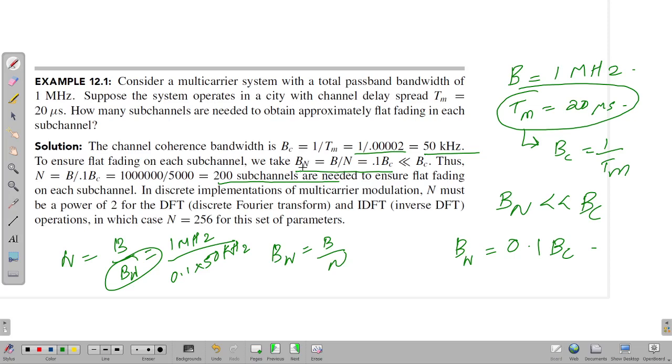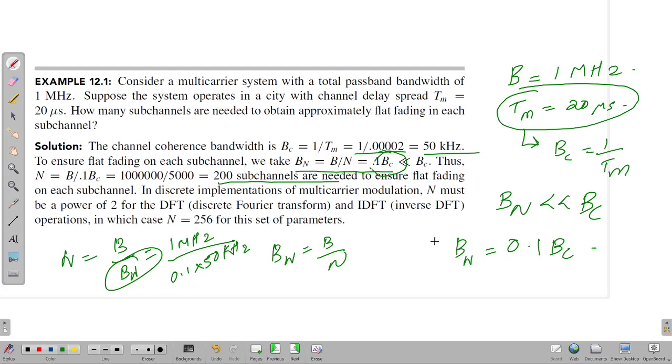If we had taken Bn is equal to 0.01 Bc, again you would have got a flat fading subchannel. But we haven't taken that so far. 0.1 Bc is sufficient. So it is like the coherence bandwidth is divided into 10 different segments, and now each segment might have flat fading. It is approximately flat for that range of frequencies. And mostly this works out.